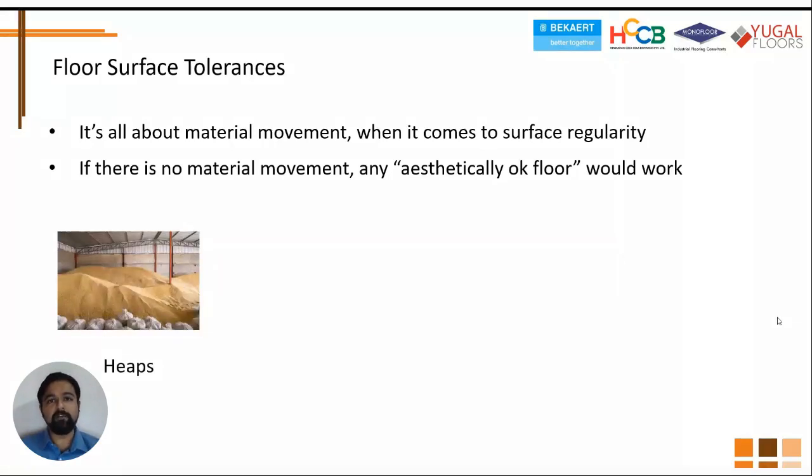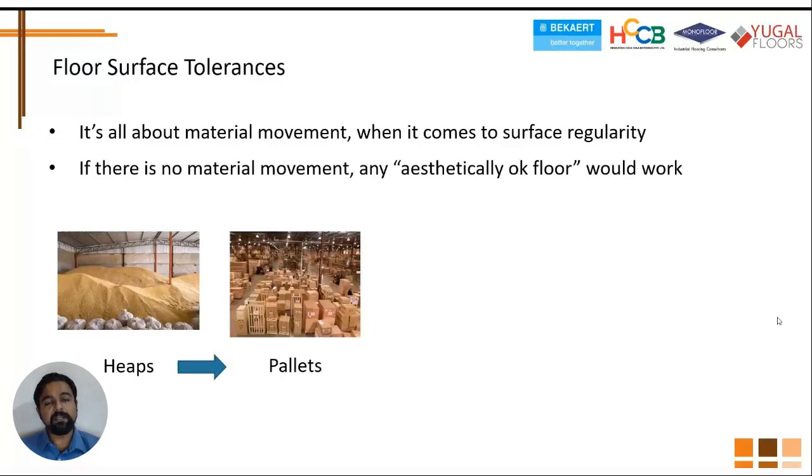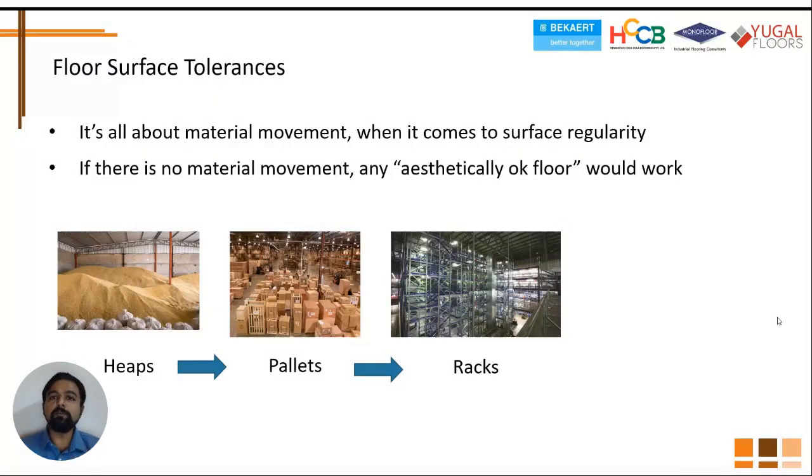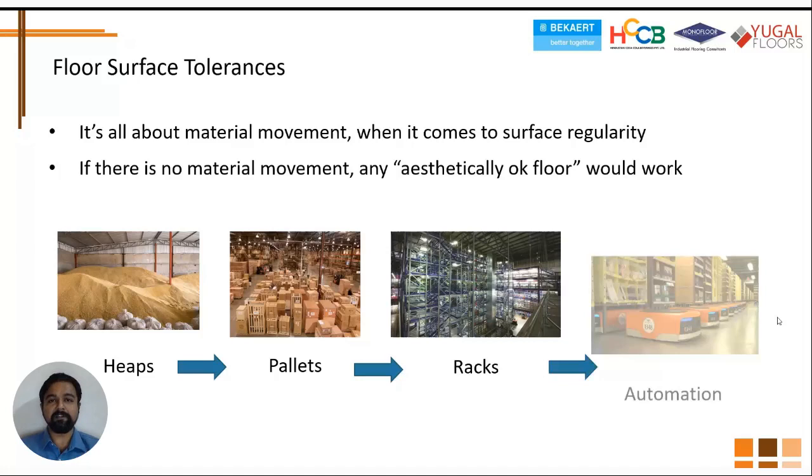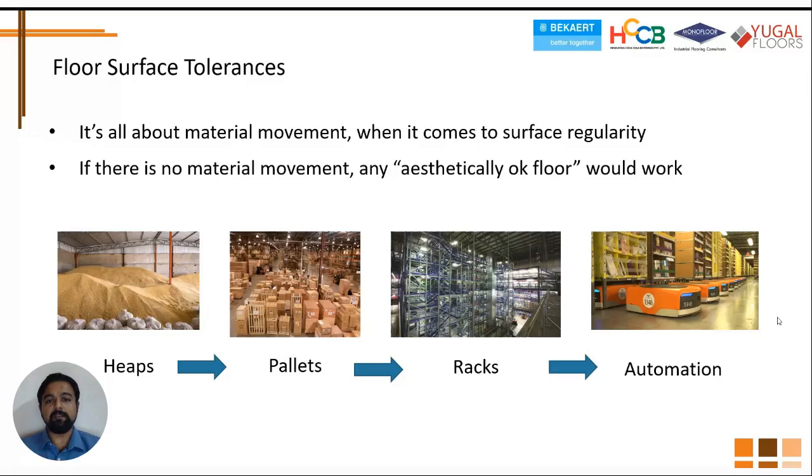Historically we have been shifting in how we store the materials in our facilities. We started with basic heaps of storage, then we went on to palletize the materials into pallets, and then we went on to storing these pallets in racks. Now we are also moving towards a lot of automation in these facilities. So the evolution of the storage method to store our material in these facilities and to move these materials around our facilities has given rise to the surface regularity requirements that we have. It is not the same as it used to be, it's evolving.